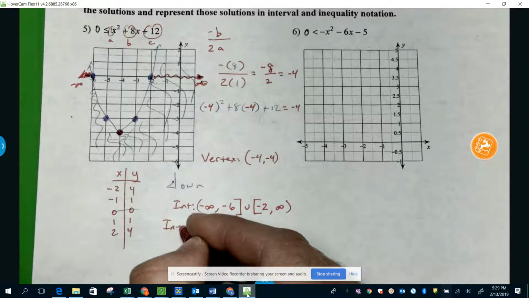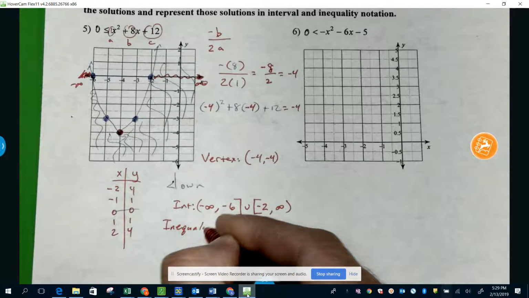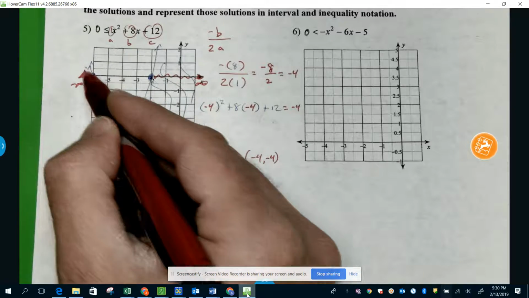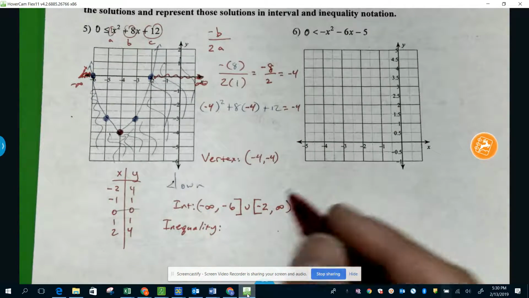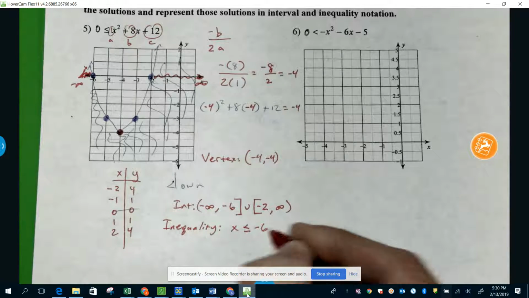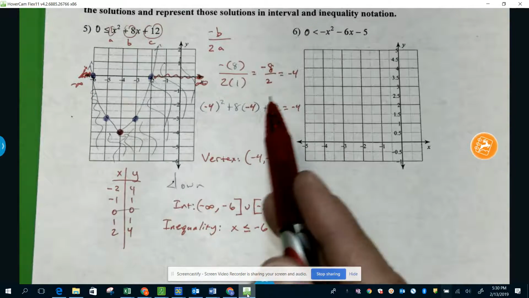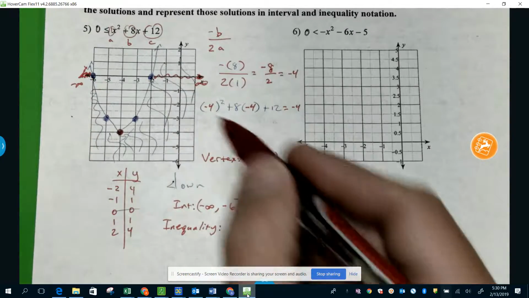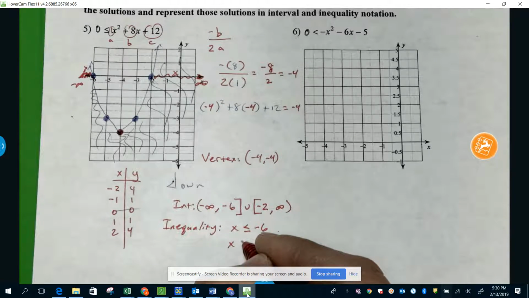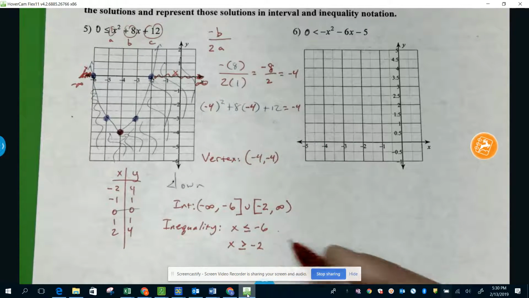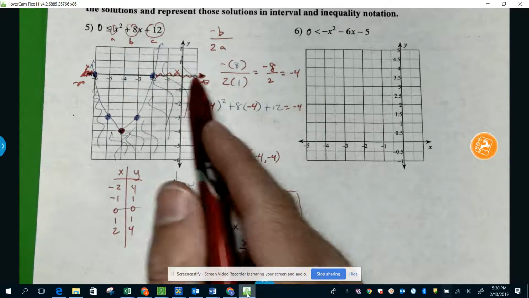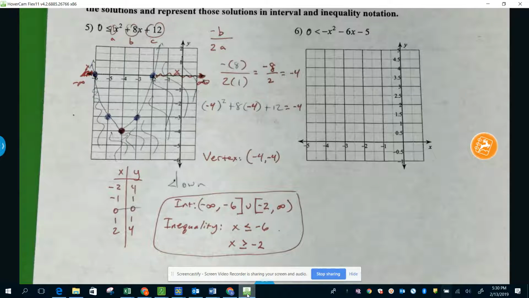For the inequality notation, we've got 2 sections again. All these x values that are shaded are less than negative 6. So the x values are less than or equal to negative 6. It's a filled in circle, so we have to have the equal to. And all these x values that got shaded are greater than or equal to negative 2. Everything to the right of negative 2 and equal to negative 2.